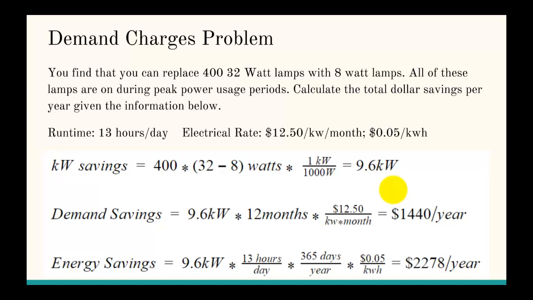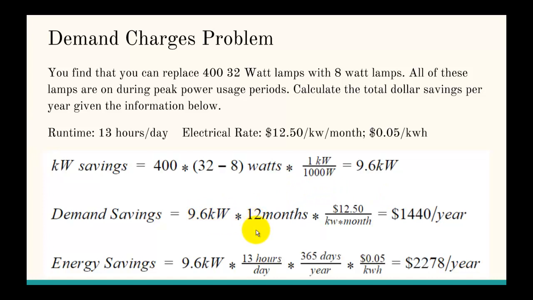So if we calculate the kilowatt savings, we are replacing 400 lamps, so that's where the 400 comes from, and we're going from 32 to 8 watts, so we take the difference of those, and then we just convert to kilowatts. So we are looking at a peak power reduction of 9.6 kilowatts, and then to calculate the savings, in the next line we take that 9.6 kilowatts and multiply by 12 months.